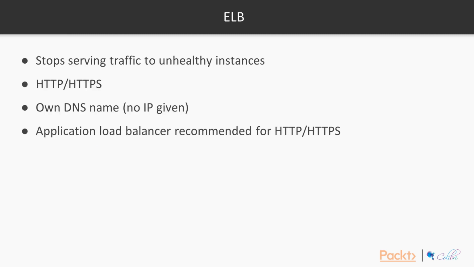Then we talked about ELB, or the Elastic Load Balancer. It stops serving traffic to unhealthy instances. It supports HTTP and HTTPS. It gives you its own DNS name once you have created it. There is no IP given to you. You can only use the DNS name to connect to it. Think about using application load balancers for HTTP and HTTPS.